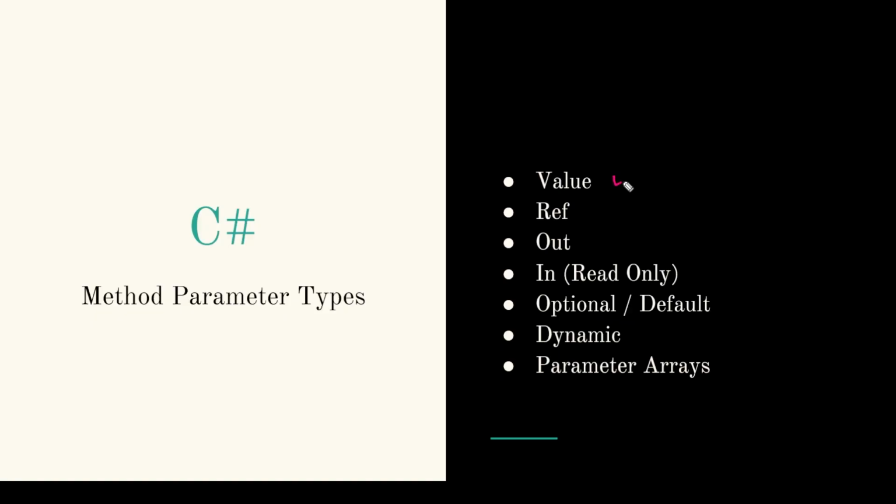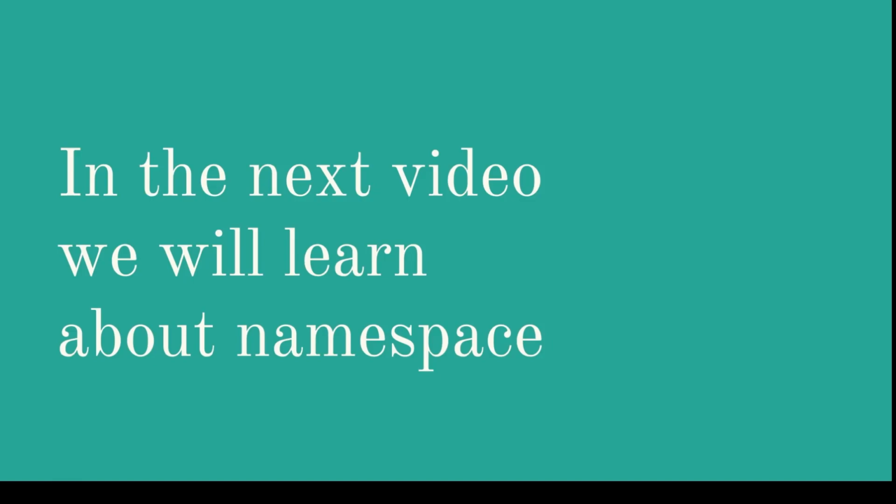Okay guys, we have seen the value type parameters, we have seen the ref type parameters, we have also seen the out type parameters, we have also seen the read only parameters that we can use using the in keyword. We have also seen the optional or also known as default parameters. We have also seen how we can use dynamic keyword and create dynamic parameters. And the last parameter type that we saw was the parameter arrays. That's it for this video guys. In the next video, we will learn about namespace.